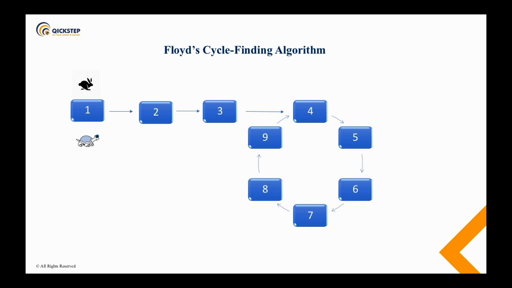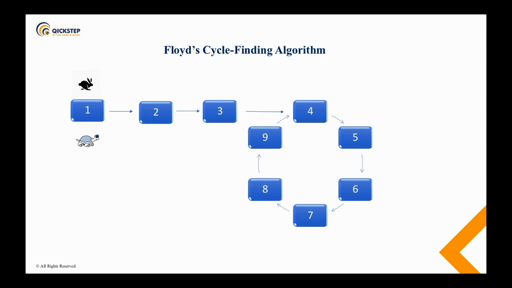So what happens here if there is no cycle in a linked list? When we start traversing the linked list, we'll reach a point where the hare pointer will reach the last node of the linked list and see that next is null at the last node.